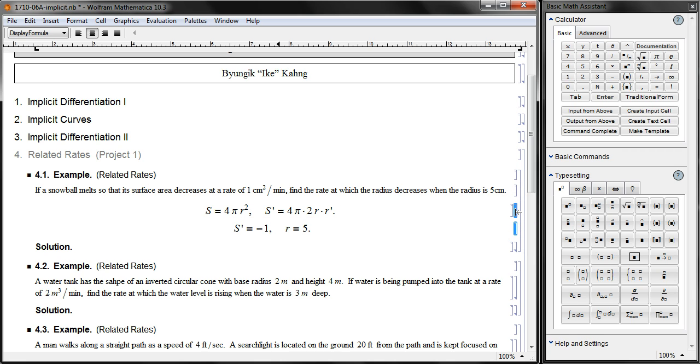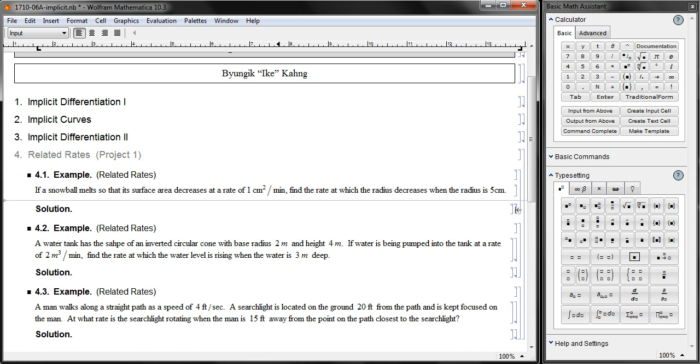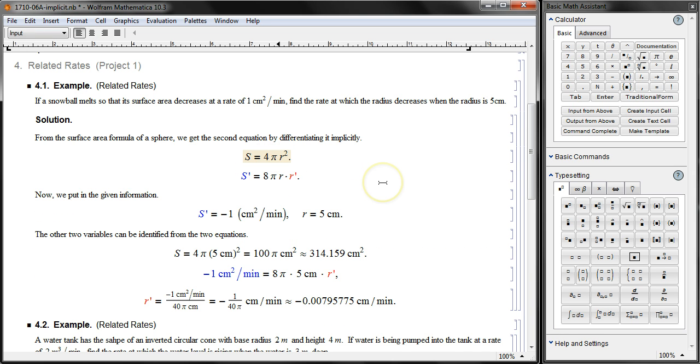Well, here's the solution. Here is the surface area formula. We take the derivative implicitly: S prime is equal to 8 pi r r prime; 4 pi and also 2r, so we have 8 pi. We have these two equations, and then we can find S and r prime by plugging in those numbers. S prime is negative 1, and we are using negative because it is decreasing. r is equal to 5 centimeters.